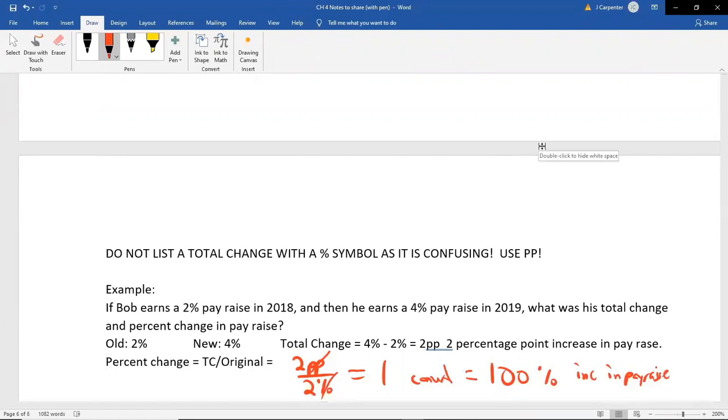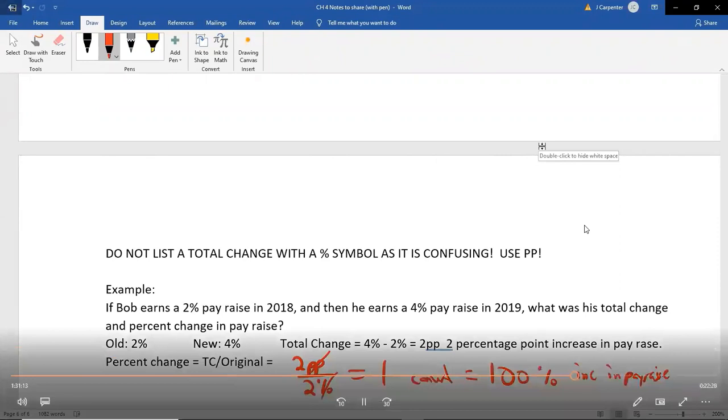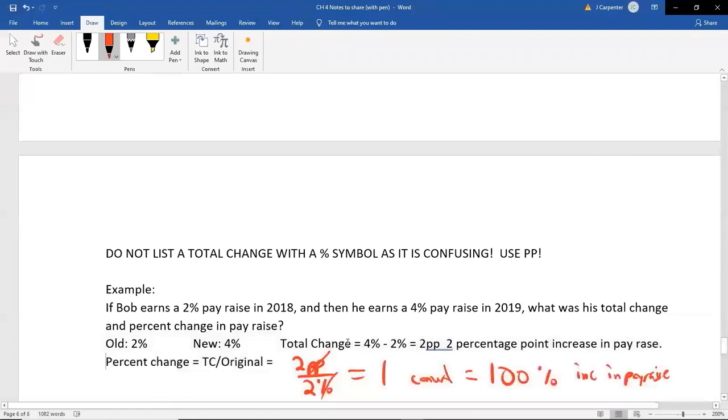Total change is just a difference of two things. Percent change is scaled relative to the original. And when you have data that's a percent, if you represent the two percentage points as a percent, all right, the total change is 2%, the percent change is 100%.